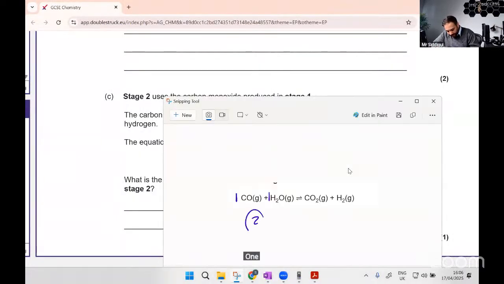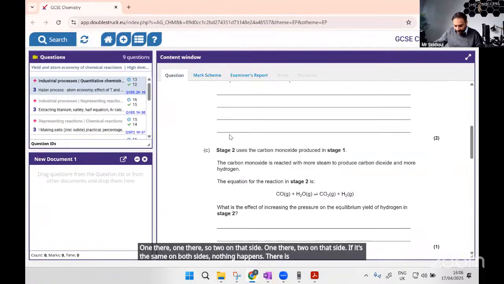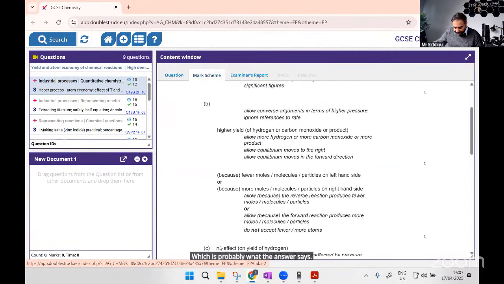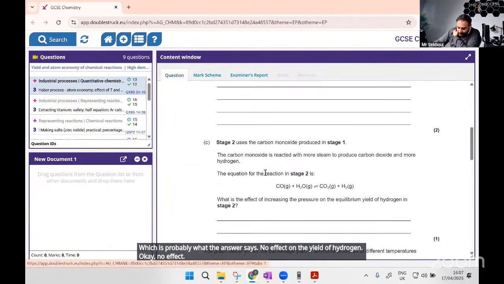One there, so two on that side, one there, two on that side. If it's the same on both sides, nothing happens. There is no effect of increasing the pressure, which is probably what the answer says. No effects on the yield of hydrogen. Okay, no effect. Excellent. So that is that.